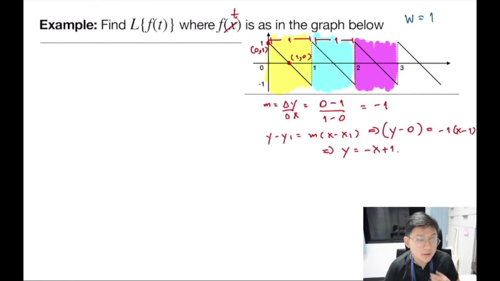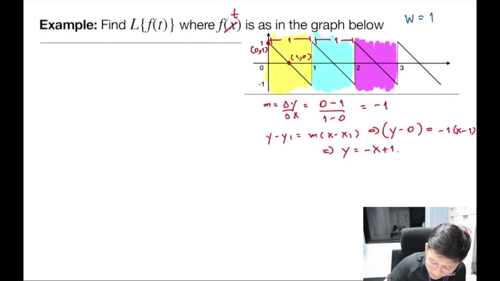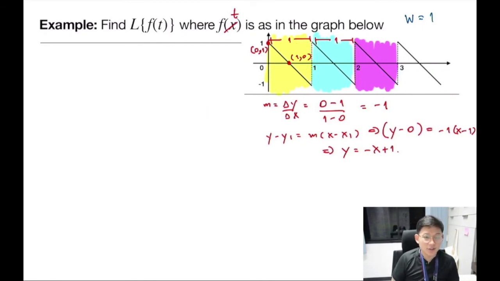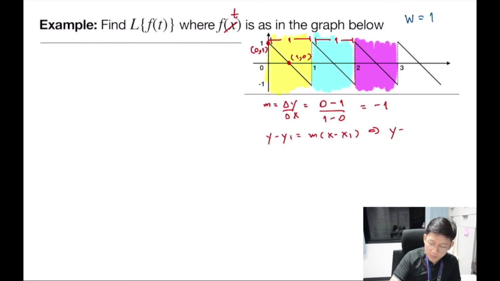Sorry guys, it's my bad. This point is not 1, 0, right? Because 1 is here. This point is actually 0.5, 0. So I'm not gonna use that point. Okay guys, let me redo it again. My bad, I'm so sorry.